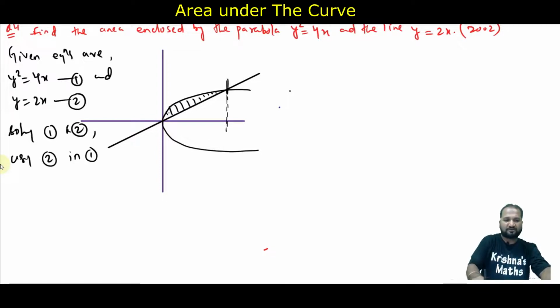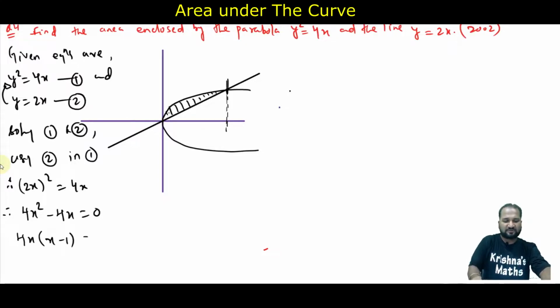Using 2 in 1: in equation 2 we have y is equal to 2x, so put 2x in place of y. So (2x) square is equal to 4x. What is the square of 2x? It is 4x square. Bringing 4x over, 4x square minus 4x equal to 0. Take 4x common, so this will be x minus 1 equal to 0. 4x is 0, that is x equal to 0. x minus 1 is 0, that is x equal to 1.